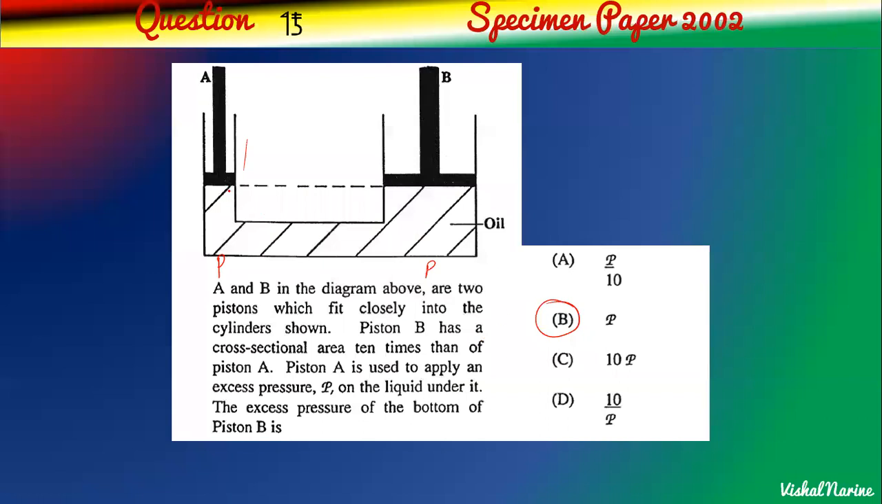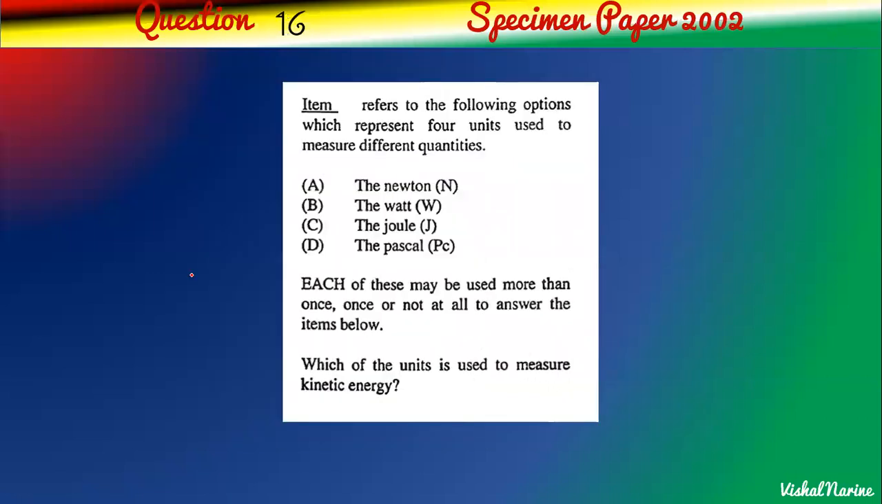You'll notice that the force and the area will be different. However, when you work it out, the pressure on both sides will be equal. So 15 is B. Question 16 simply asks you which is the unit of kinetic energy. And you should know that the unit for energy is the joule. All right, so that is C.